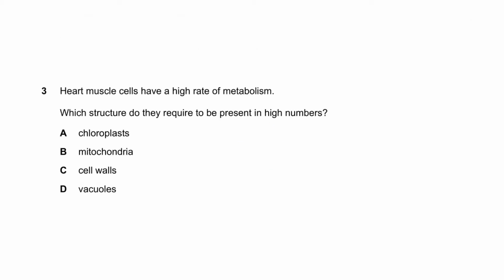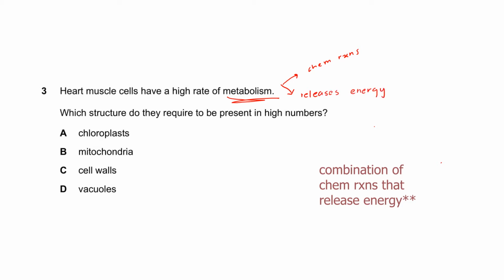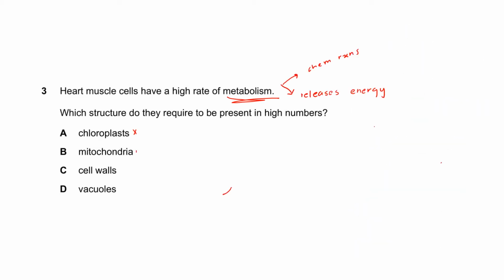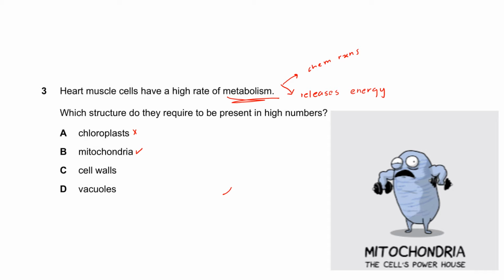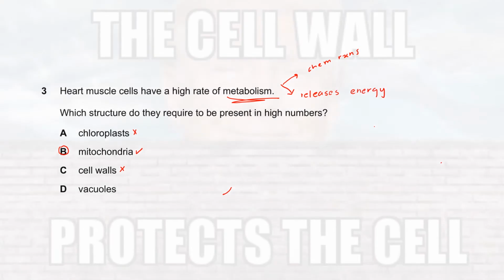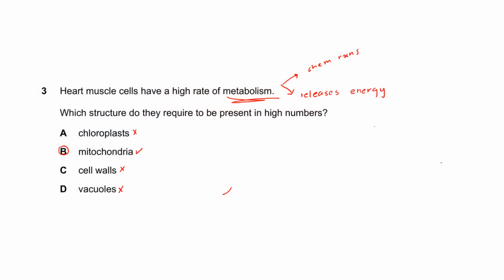Question 3 says heart muscles have a high rate of metabolism. Metabolism is a combination of chemical reactions. Which structures do they require to be present in high numbers? Chloroplasts don't release energy, they make food for plant cells. Mitochondria do release energy, so the answer is B. Cell walls don't release energy, they retain the shape of the plant cell and protect it. Vacuoles are used for storage, they don't release energy.